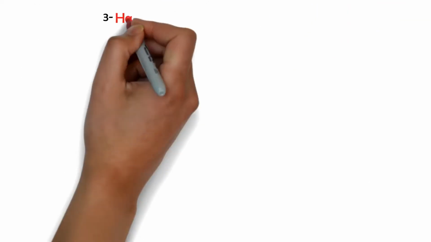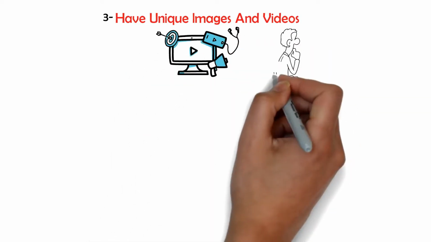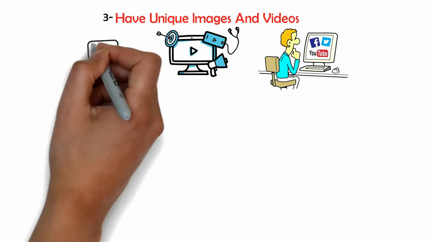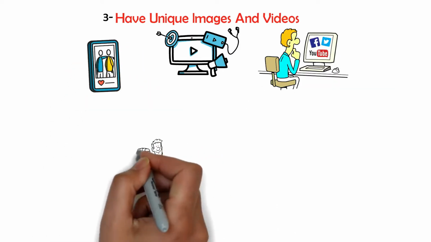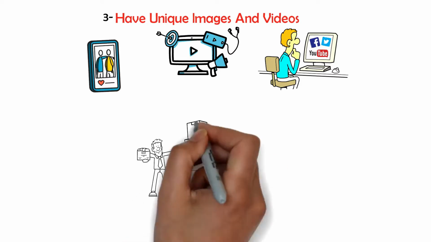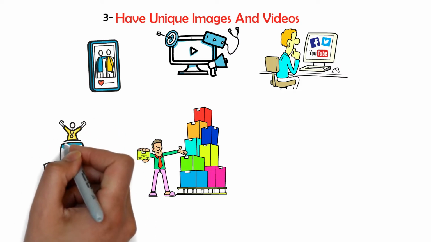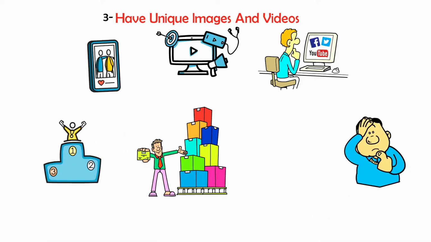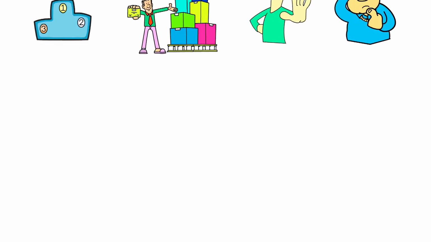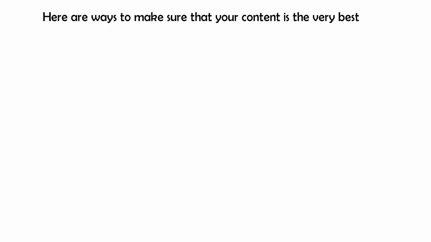Step number 3, have unique images and videos. Pinterest thrives on lots of images and videos, just like other social media sites. You want to make sure you're posting images and videos that market your products and services and promote your brand. In addition to that, you want to make sure your pictures and videos stand out from the crowd. If your content isn't unique and different, then people won't want to follow you. Here are ways to make sure that your content is the very best.